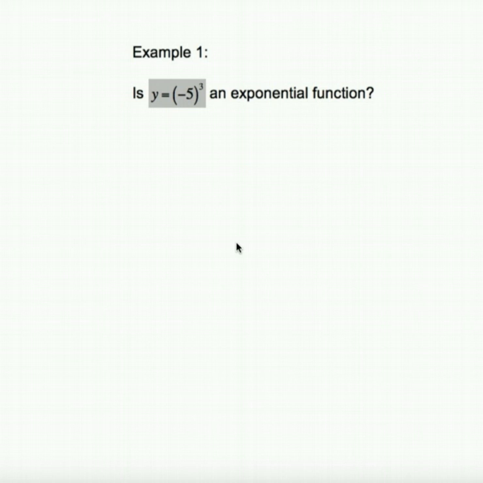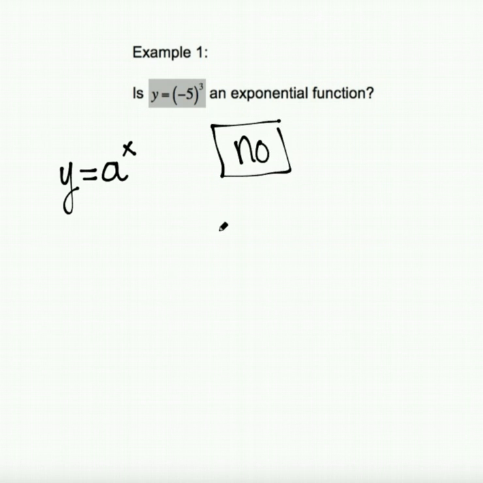Example 1: is y equals -5 raised to the third power an exponential function? Well, if you recall, our exponential function is of the form y equals a to the x. So this is not an exponential function for a couple reasons. One is that our exponent doesn't have an x in it. The other reason is that my a in this example is -5, and we know that a cannot be negative. So this one is not an exponential function for a couple reasons.